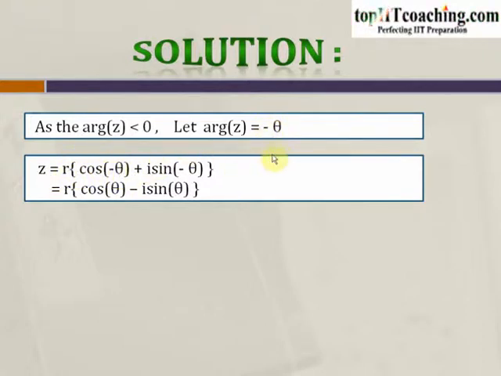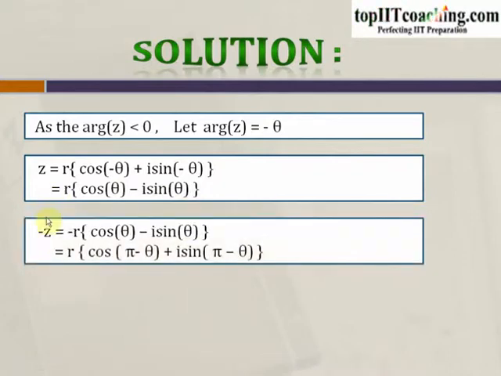Now we also know that cos of minus theta is always equal to cos theta, and sin of minus theta is equal to minus sin theta. Therefore z would be equal to r times cos of theta minus iota times sin of theta. Now minus z would be equal to minus r into cos of theta minus iota sin theta. We can take this minus sign inside this bracket to write r times cos of pi minus theta plus iota times sin of pi minus theta.